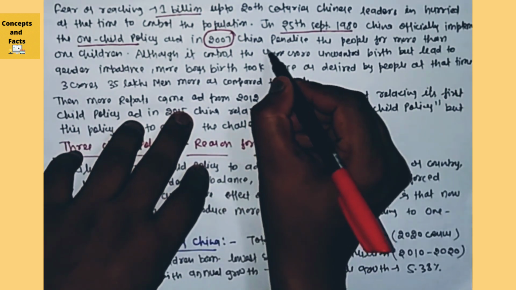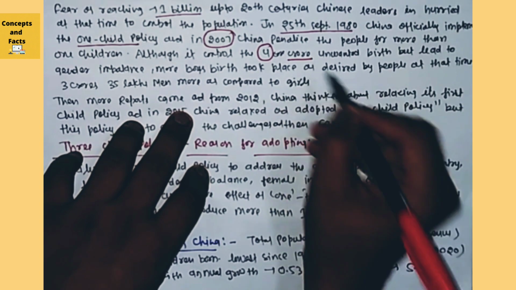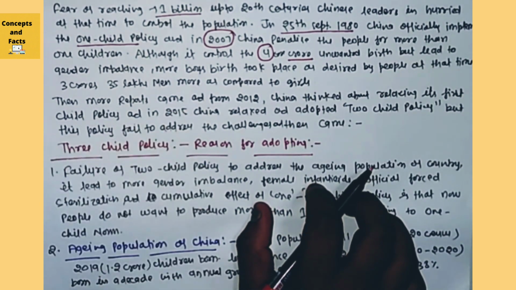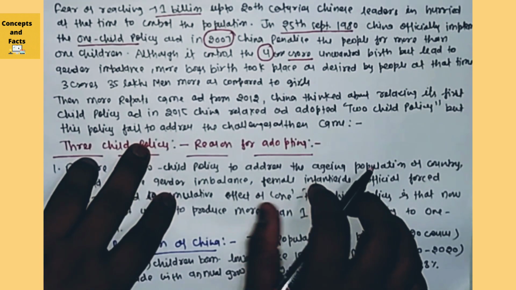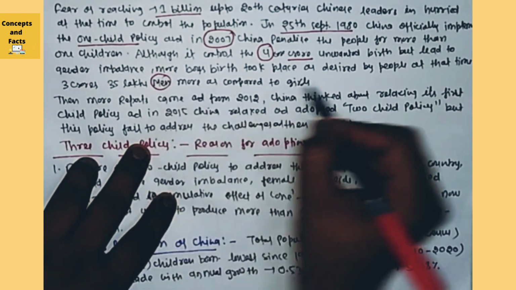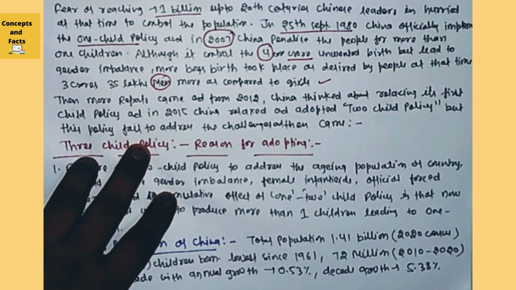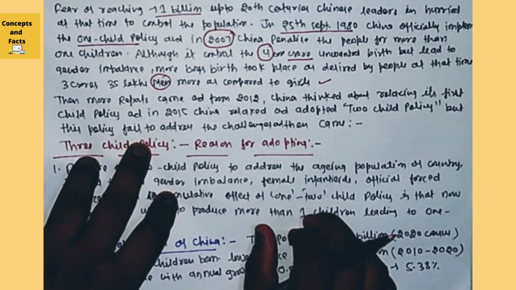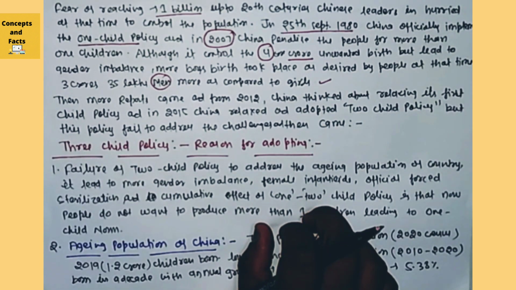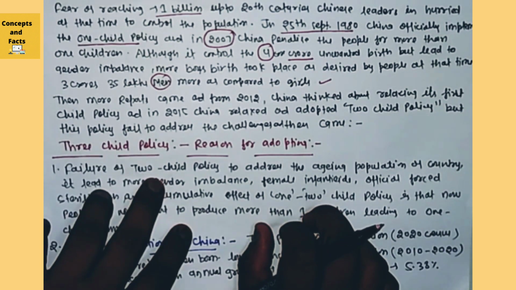Although it controlled 4 crore unwanted births, it led to gender imbalance, with more boys than girls. There are 3 crore 35 lakh more boys as compared to girls produced because of the one-child policy. At that time there was a social taboo that boys were preferred over girls, and that's why more boys were produced by Chinese women. So that's what the one-child policy led to. And what is the setback of the one-child policy?